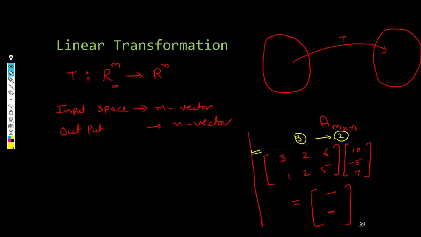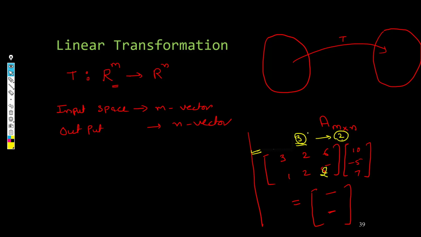For this particular transformation, we have not seen the visualization, but you can now imagine that input is 3-dimensional. So your original space is 3D space, but after applying this transformation, the output space is 2-dimensional, right? So we are reducing the dimension. One dimension is shrinking.